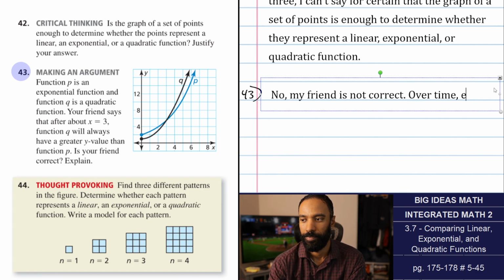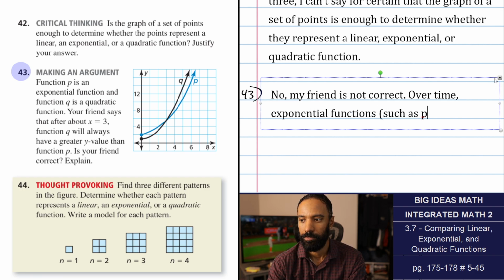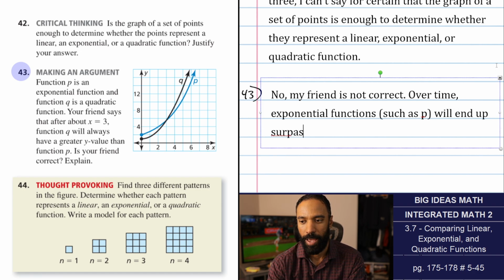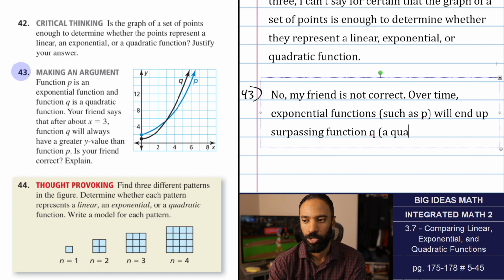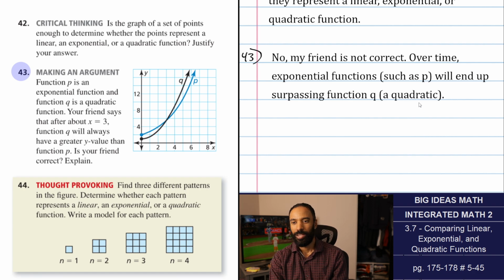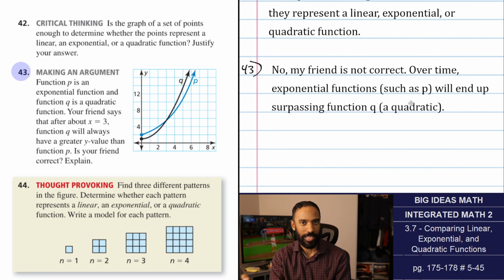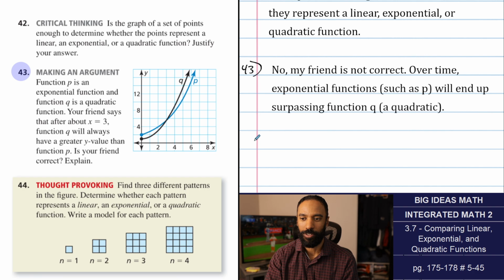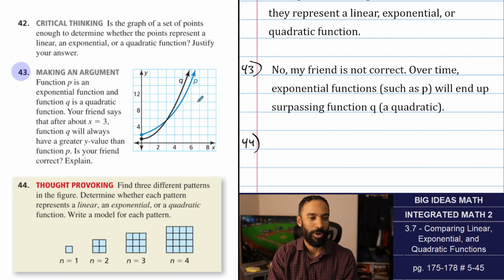Over time, exponential functions, such as P, end up surpassing function Q, a quadratic. Yeah, it passed it once. Black passed blue, but blue's gonna come right back up to black. It's a second wind thing. It's like hitting NOS at the end, man. A little Fast and Furious reference. Early Fast and Furious. I don't think they've used NOS in a long time, at least not for racing.